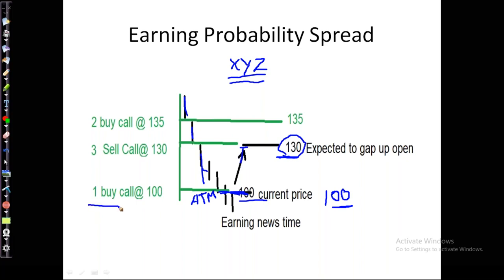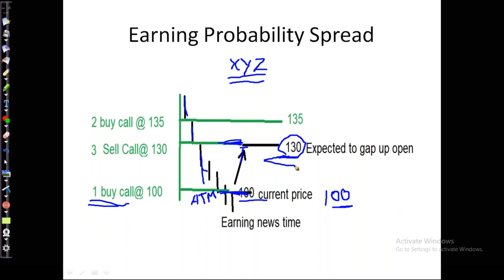First we buy 1,000. Okay, whatever premium, so leave it first, understand the concept. So we buy at the money. So after that we are expecting up to 130, we are expecting some resistance.